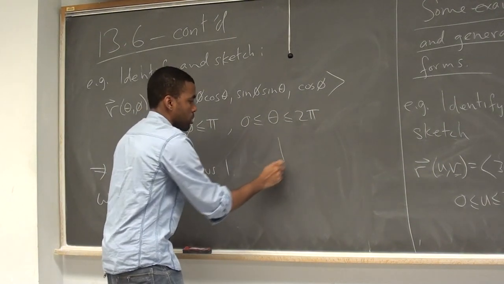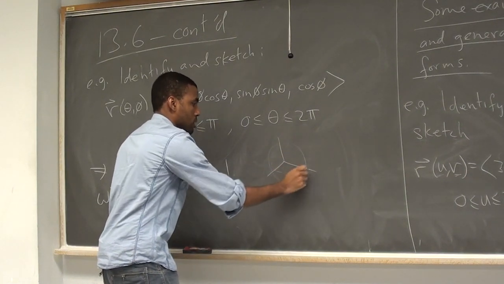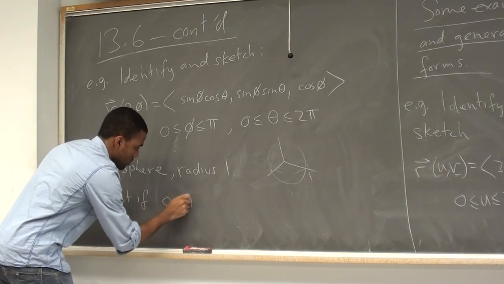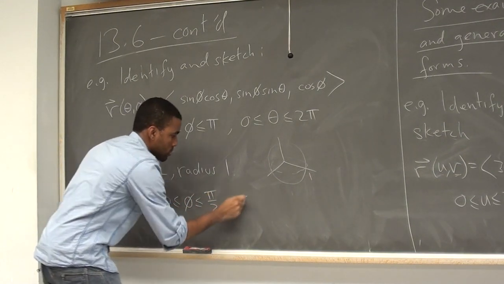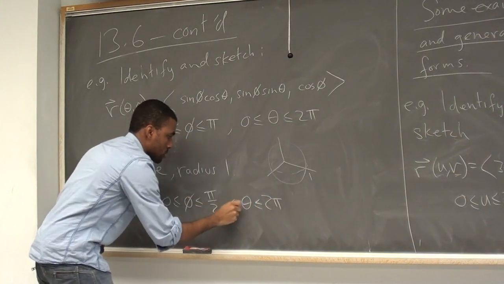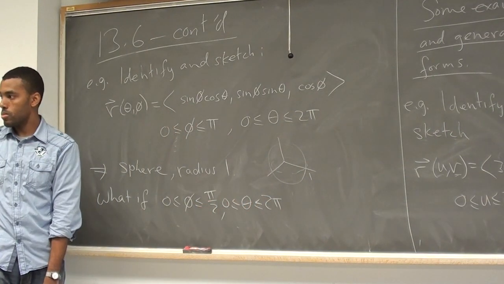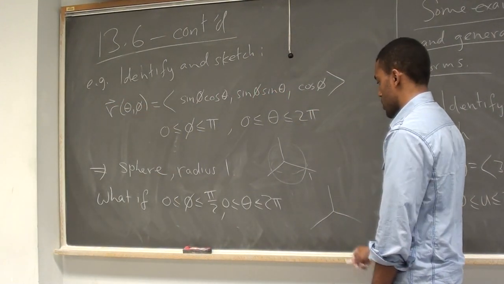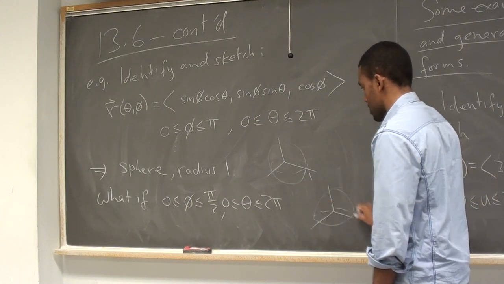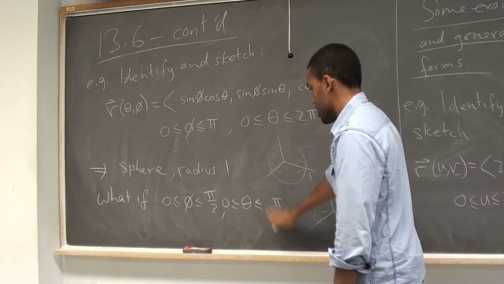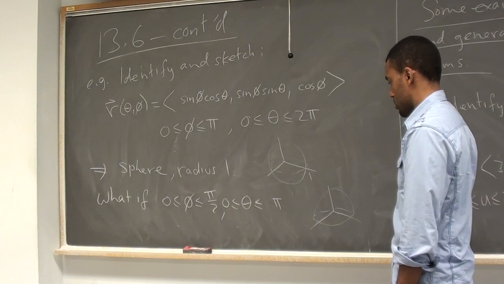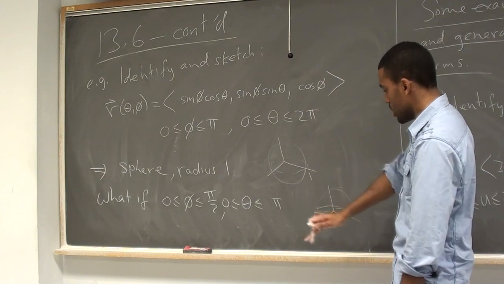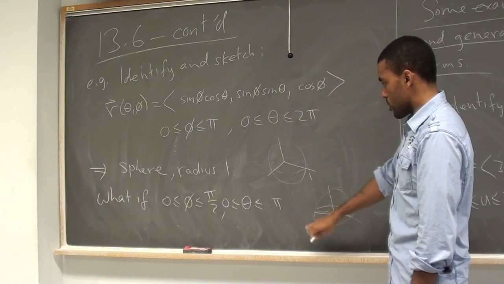And of course he's sketching. This is a sphere, radius 1. What if I said hemispherical surface? Which hemisphere? The top half, right? What if I change this to pi? It would be a half hemisphere, a quarter. So it's going to be everything in the first octant and the fourth octant.